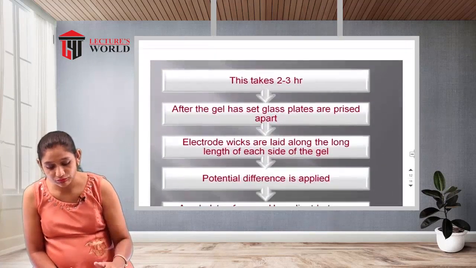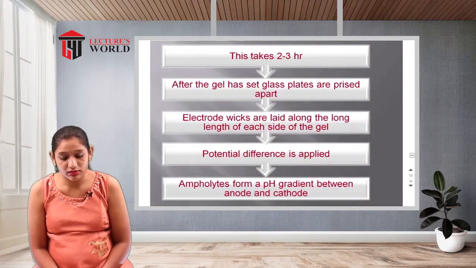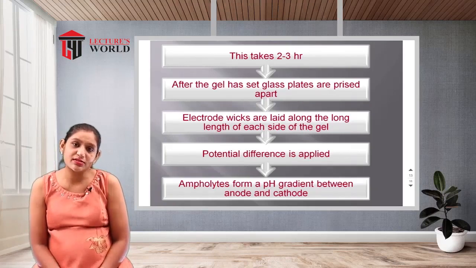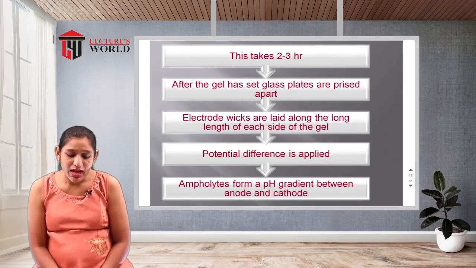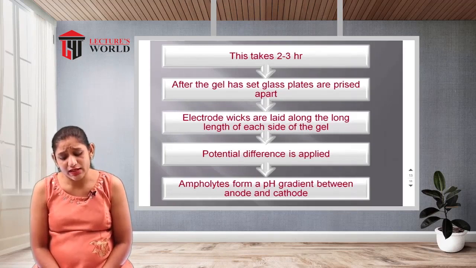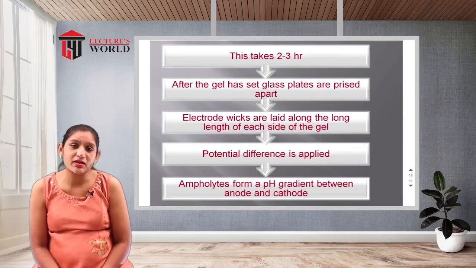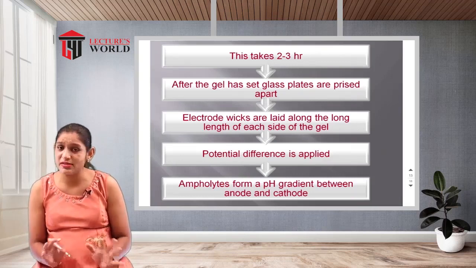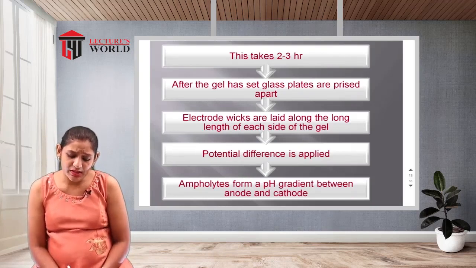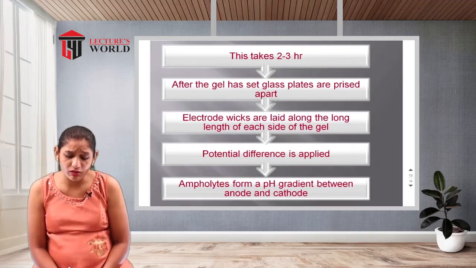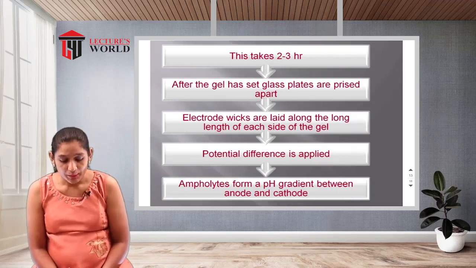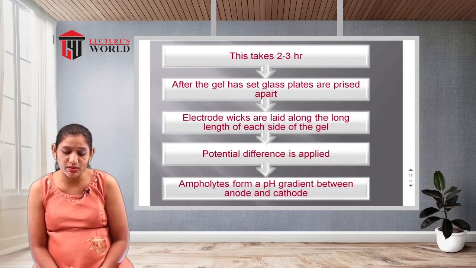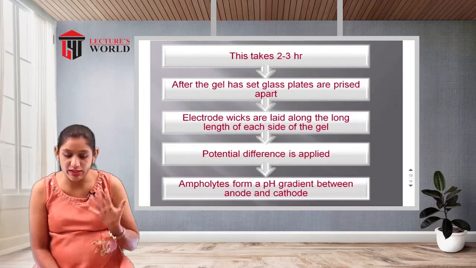Next, these are the steps. This takes 2 to 3 hours. After the gel has set, the glass plates are pried apart, meaning after setting, the glass plate and the plastic sheets are separated. Electrode wicks are laid along the long length of each side of the gel.